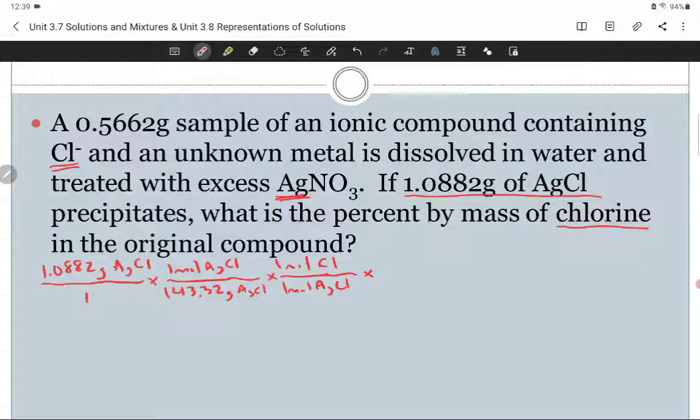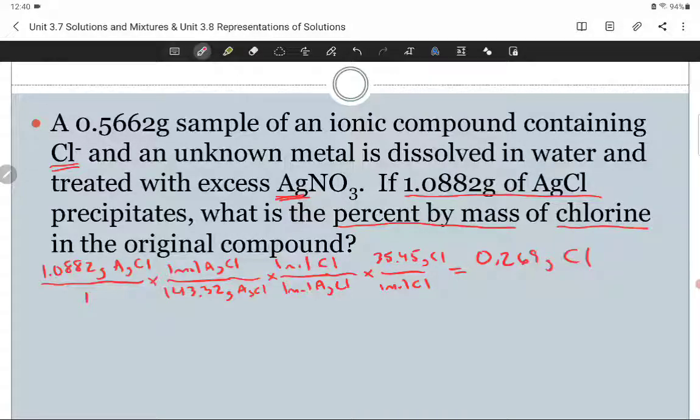Okay, so moles of Cl, but we want to do mass percent. So that means we need masses. Well, let's go back on the periodic table and find out how much a mole of chlorine weighs. Okay, so we'll do that, multiply, divide, and I get 0.269 grams of chlorine.